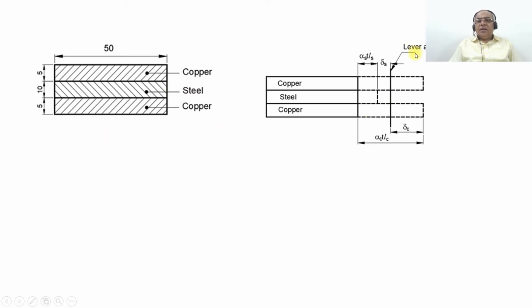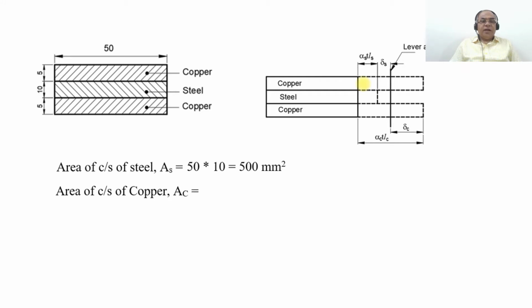So after the temperature rise, considering the coefficients of thermal expansion, the steel plate will go up to here, whereas the copper plate will go up to this. So the steel plate will be under tension and the copper plate will be under compression. What is the area of cross section of steel? The area of cross section of steel is 50 into 10, which is equal to 500 mm squared. And the area of copper is 50 into 5, which is 250, into 2. So you're going to get it as 500.